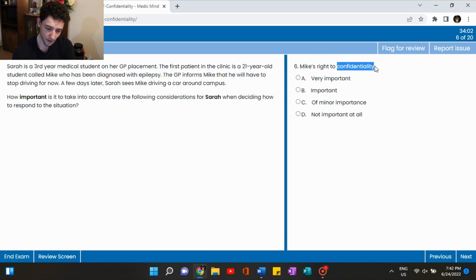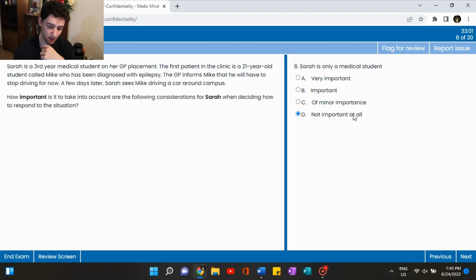Like I said before, confidentiality is a top priority, and every patient has a right to confidentiality. So that is a very important consideration. Next, that Mike could pose a danger to the public. Like I said before as well, you can break confidentiality if the patient is a danger to themselves or to the public. So, if he's dangerous to the public, that's a very important consideration.